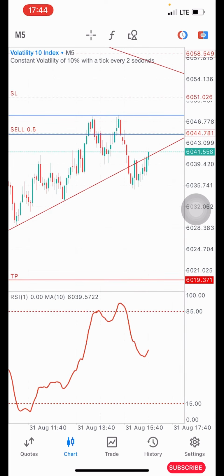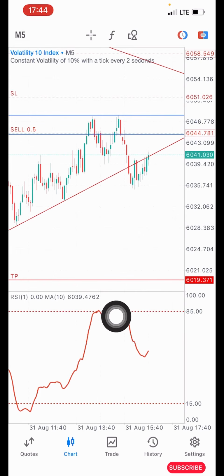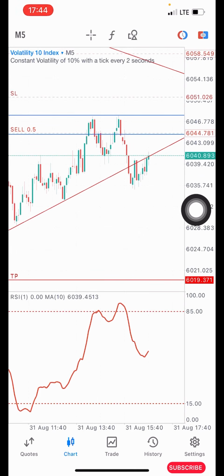I can say this is a strategy also, because I will be explaining how this indicator here works and how it assists me to take entries. So this is what I will do.